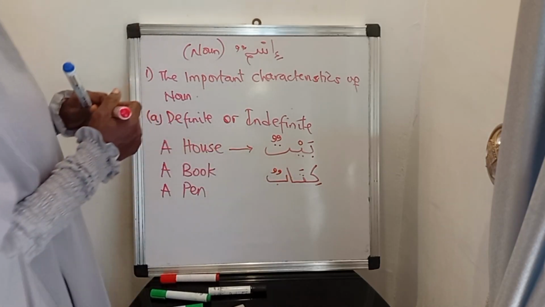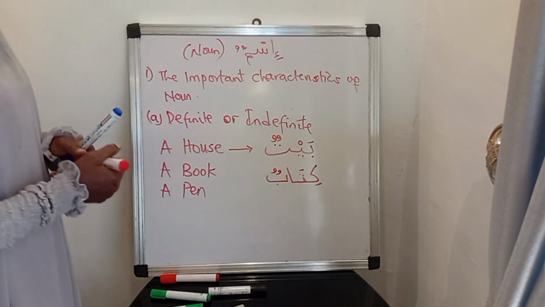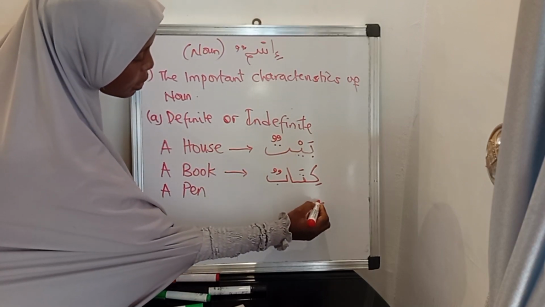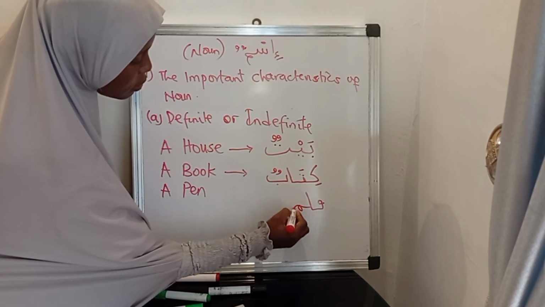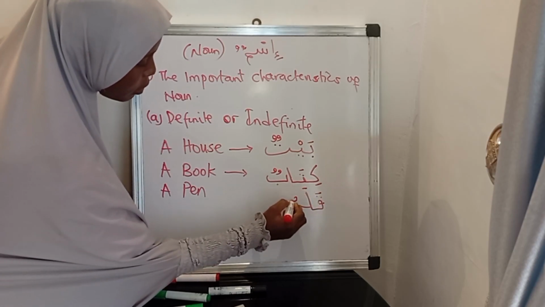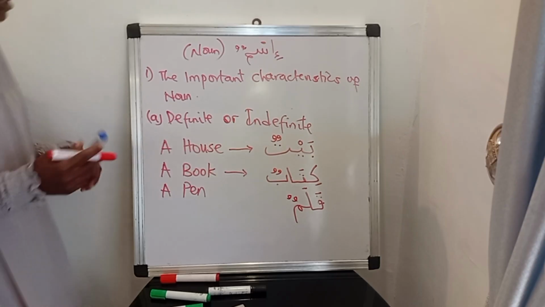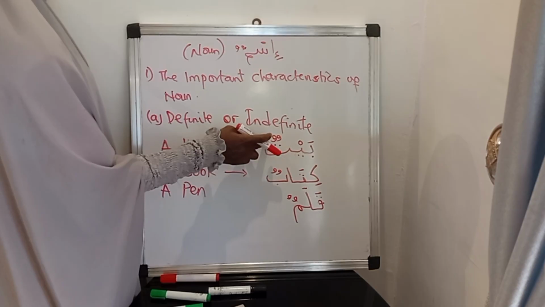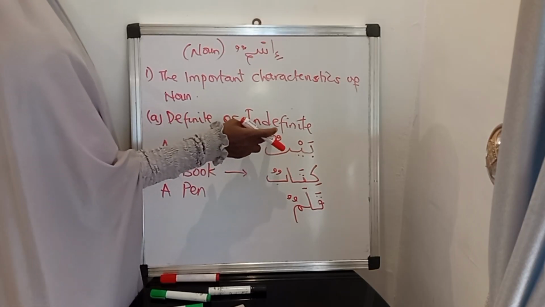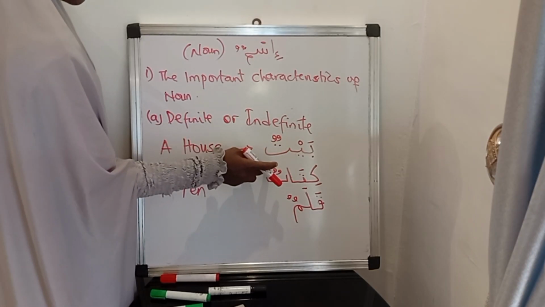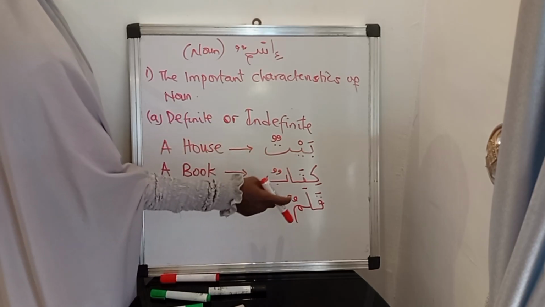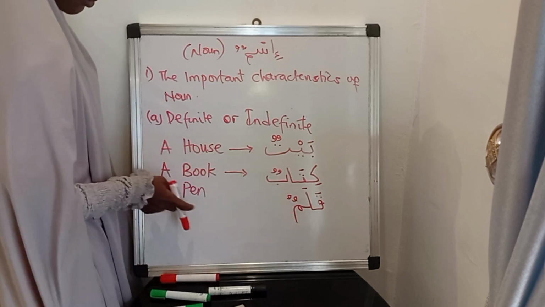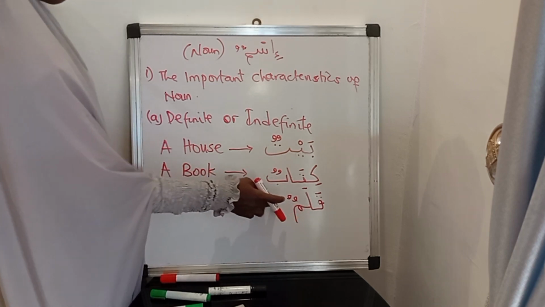Kitabun. Bun. Tenwin. We want to say a pen. A pen here is qalamun, or lamun. Tenwin, tenwin, tenwin. If it were fatha, it's going to be baitan. If it were fatha 2 here, it's going to be kitaban. It's going to be doubled as well. If it is fatha 2 here, it's going to be double. If it is indefinite, it's going to be qalaman.